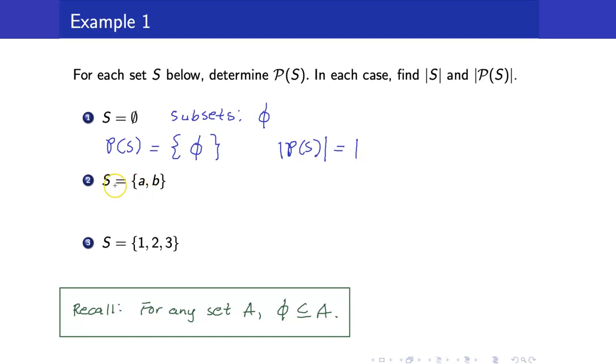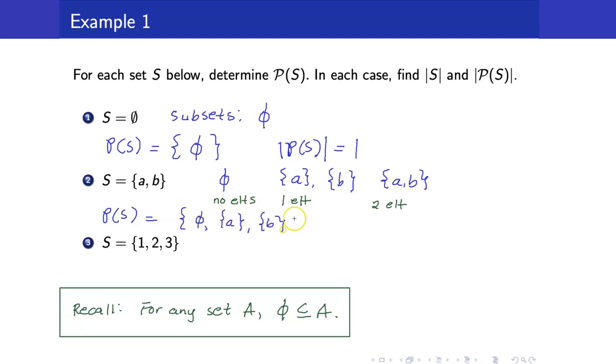Next, suppose that we have S is equal to the set containing the elements A and B. Let us write the subsets of S systematically. So first, we have the null set. This is the set containing no elements. And then let us write down the subsets containing one element. Those will just be the set containing A and the set containing B. And lastly, of course, the set S, the set containing two elements. So that will be the entire set S itself. And therefore, our power set will just be the set containing all of these sets. And therefore, in this case, the cardinality of the power set of S is equal to 4.